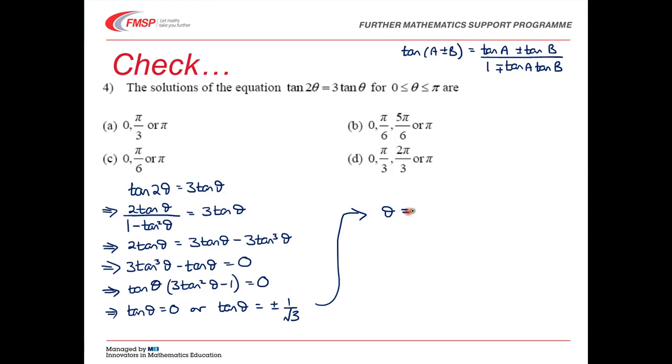If tan theta is 0, we're looking at theta being 0 or pi. And if tan theta is plus or minus 1 over root 3, we'll get pi over 6 and 5 pi over 6. We know this time that we need our answers in radians because we're told that theta is between 0 and pi.